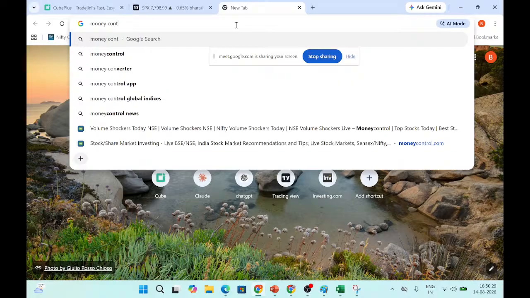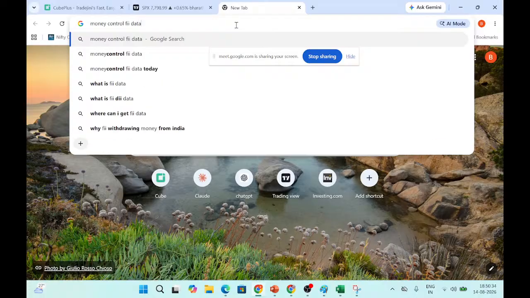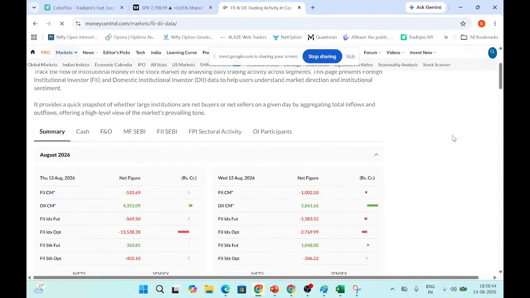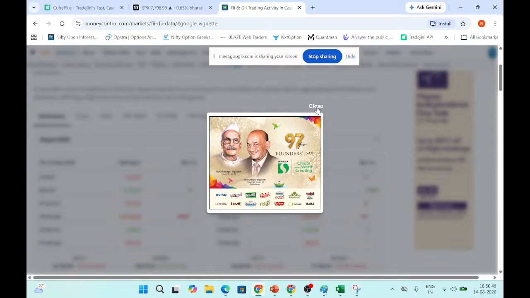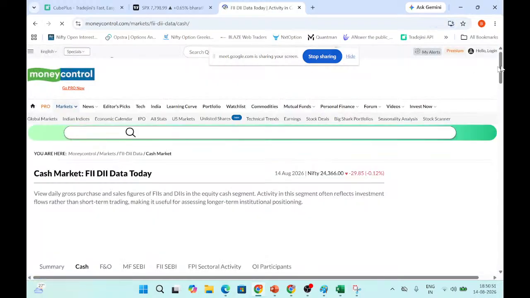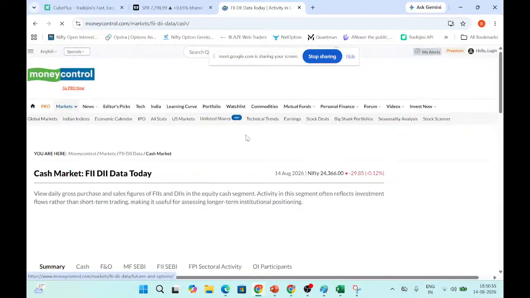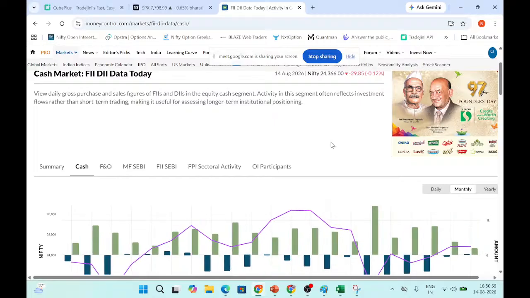There is one more positive thing which I see: Moneycontrol, FII data. Go to Moneycontrol, FII data. FII data is good, please go take a look at it. So August has seen a very positive flow from FIIs after almost a year. Okay, so cash market. If you look at the monthly scenario, FII data.